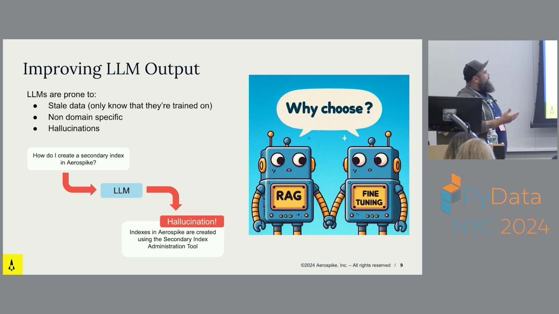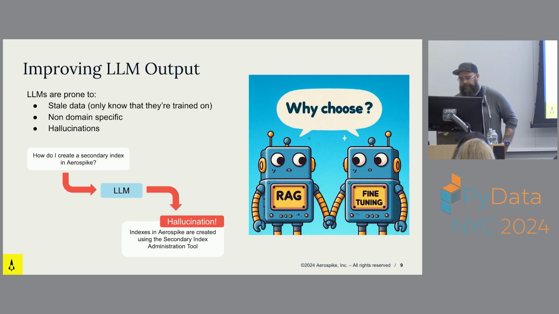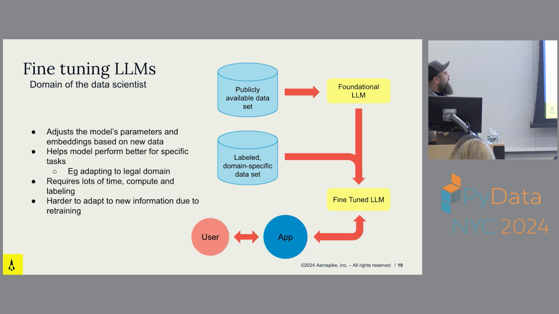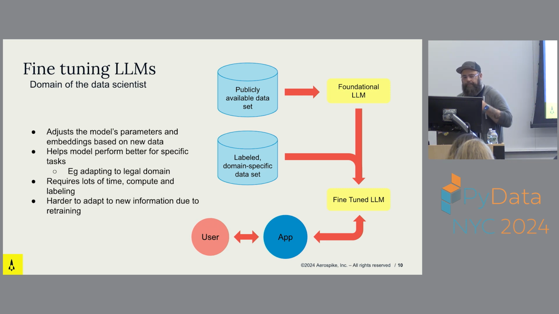Now, we also have fine-tuning. So where would I want to fine-tune versus use a RAG and so on and so forth. Fine-tuning LLMs is the domain of the data scientist. We've got publicly available data, and we have our foundational LLM. So take your Gemini, your ChatGPT 4.0, whatever. That's built off of this massive training corpus, and you get this foundational LLM.